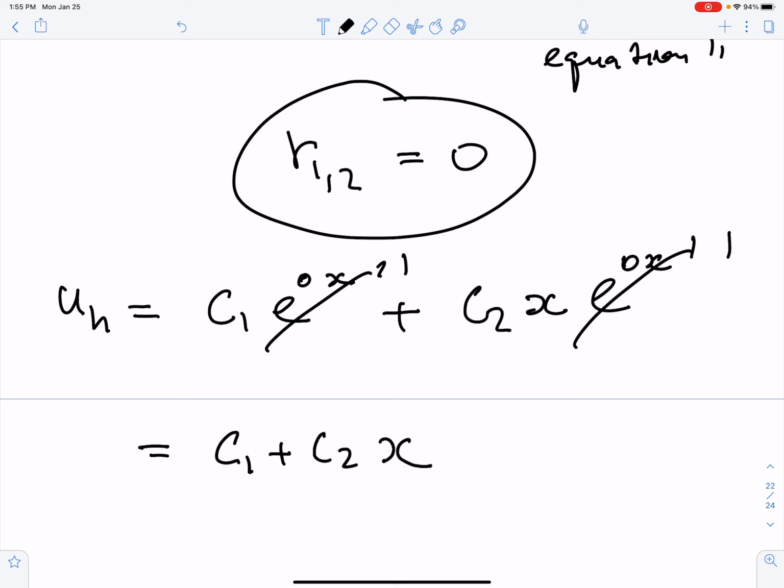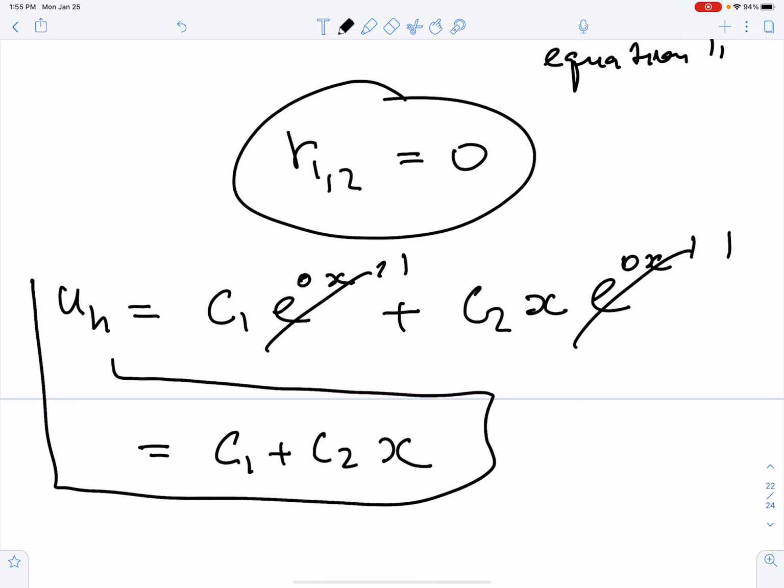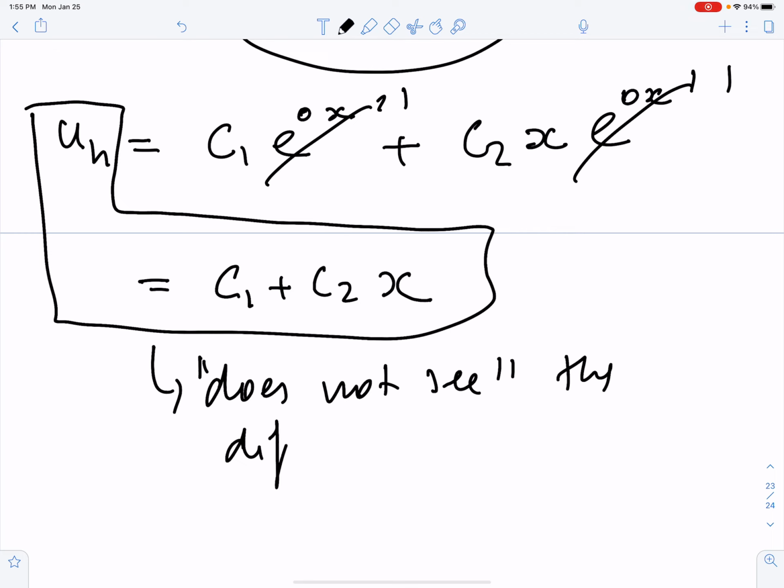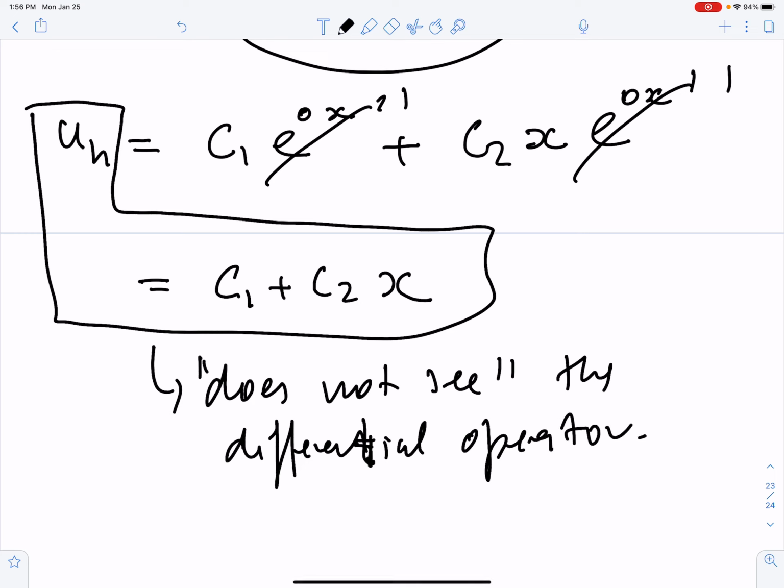You see? So anything of the form like this does not see the differential operator. Okay? So whatever your solution is, you can always add that component, and that would satisfy the equation. Okay? So for this case, we developed a homogeneous solution. Okay, let's look for a particular solution.